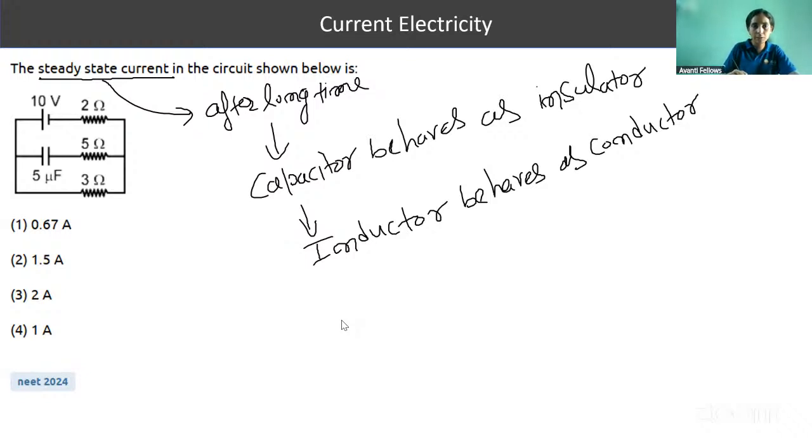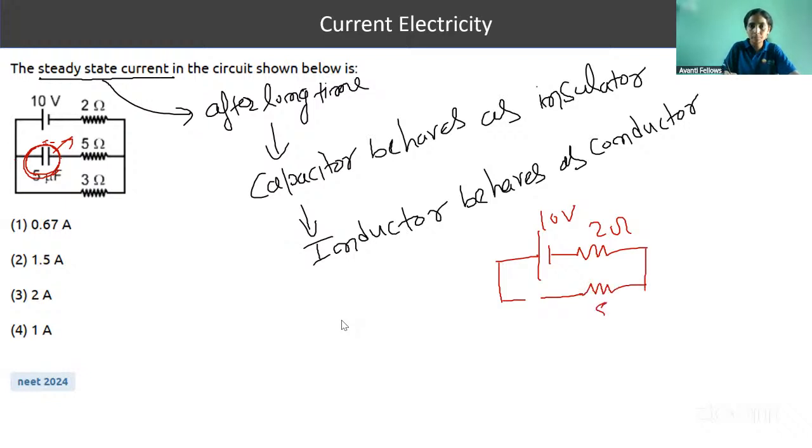Now let's come back to the question. Here there is one capacitor, and this capacitor is connected in this arm. We are asked the current after a long time. So this capacitor after a long time will offer an infinite amount of resistance. So what will the circuit look like in that case? Here it will be 2 ohm. Here this is 10 volt. And since this is offering an infinite amount of resistance, there will be a break in the circuit because of the capacitor. And then there is 5 ohm here, and then there is 3 ohm.